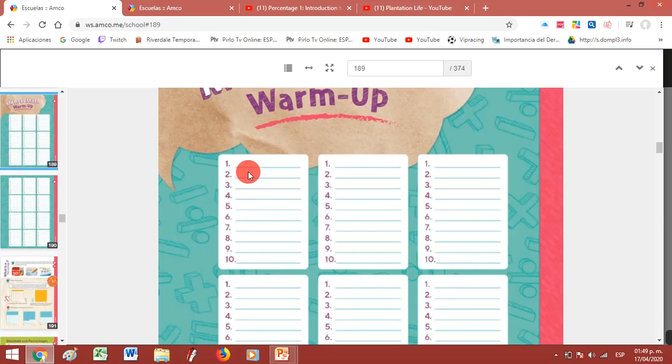Number 3. 77 times 3 plus 7 equal. 77 times 3 plus 7 equal. Number 4. 98 plus 112 plus 10 equal. 98 plus 112 plus 10 equal.